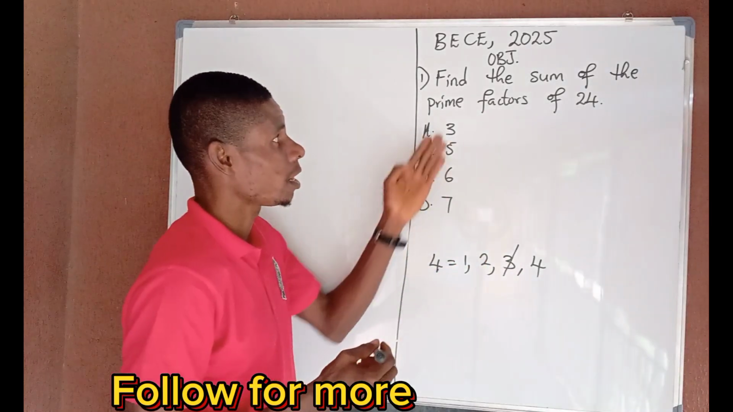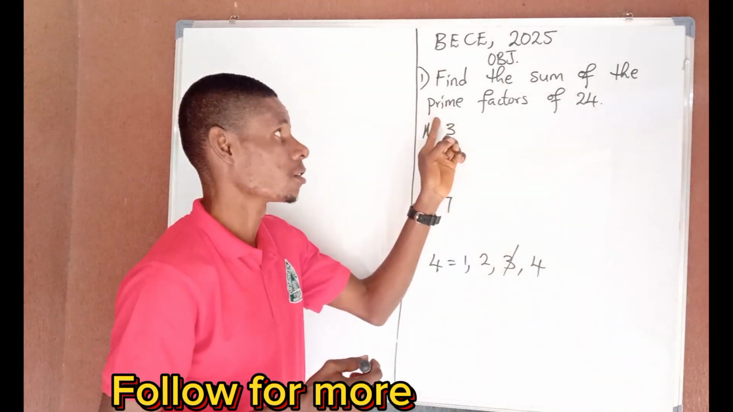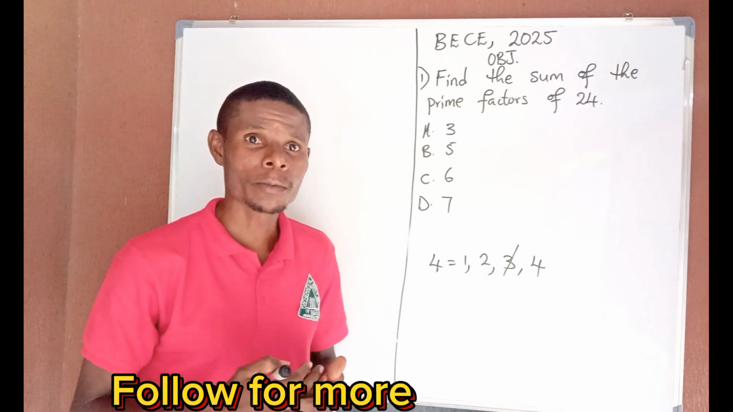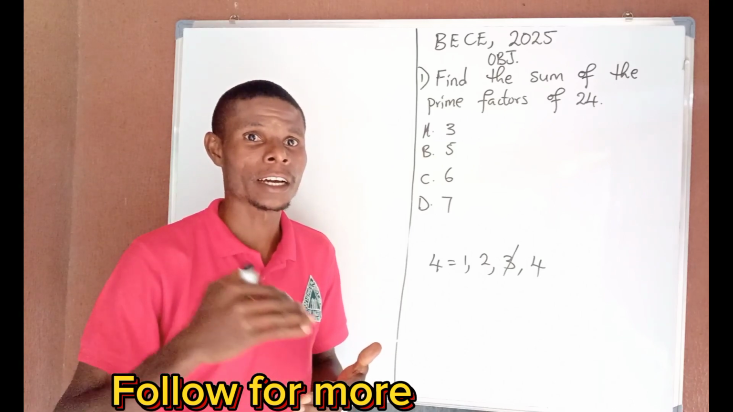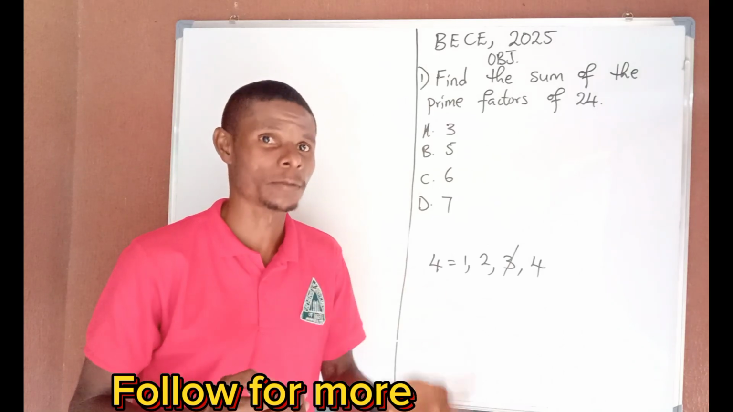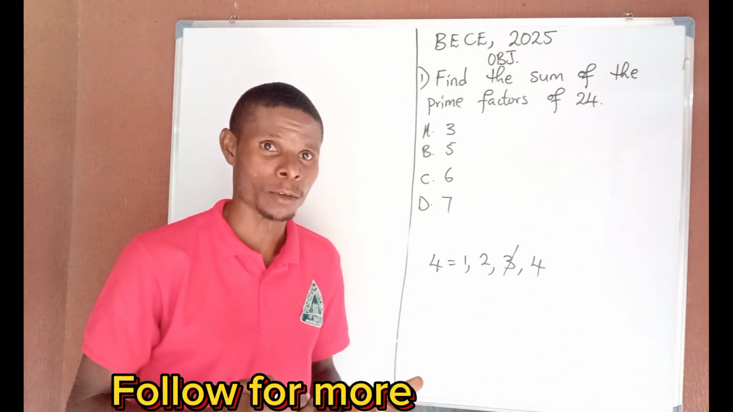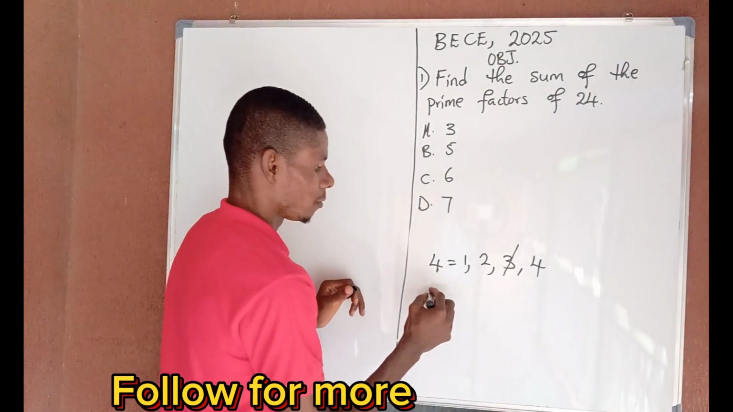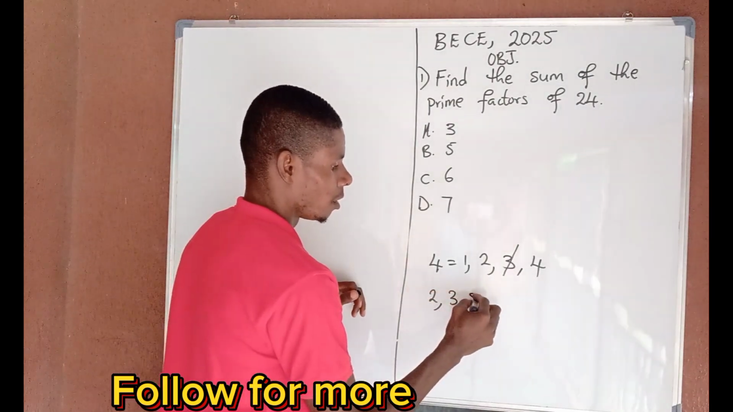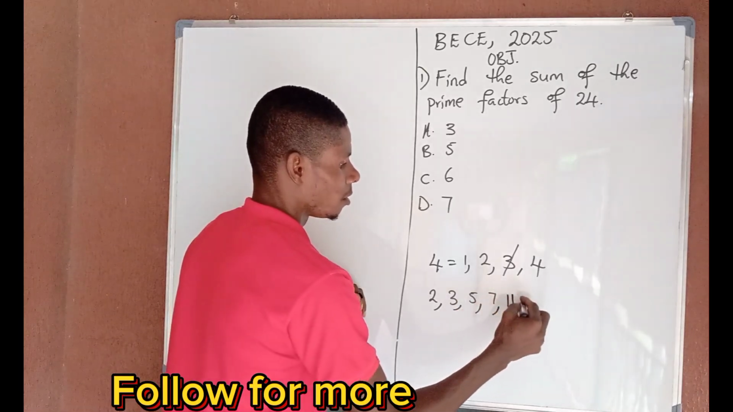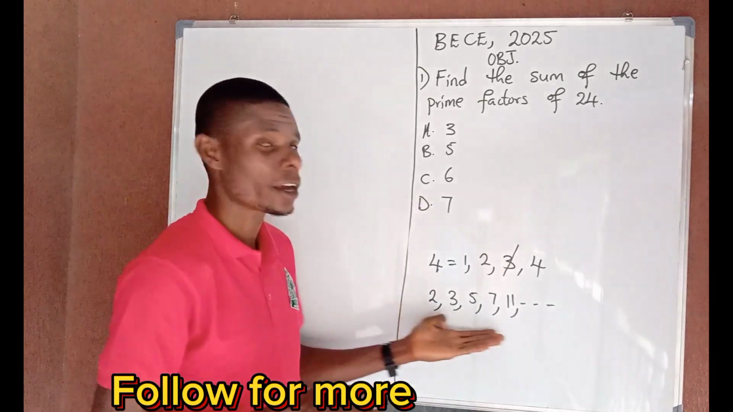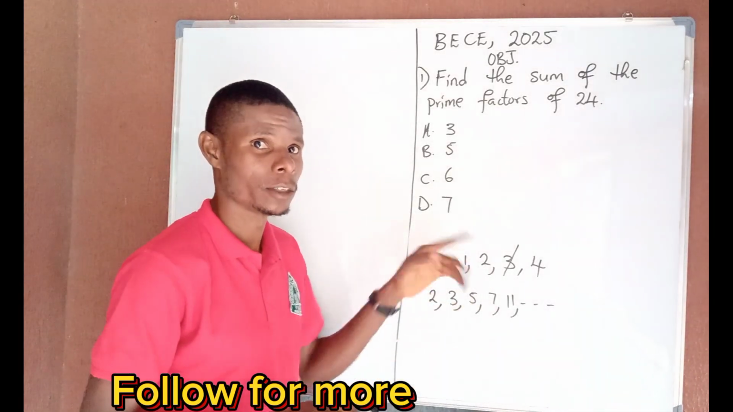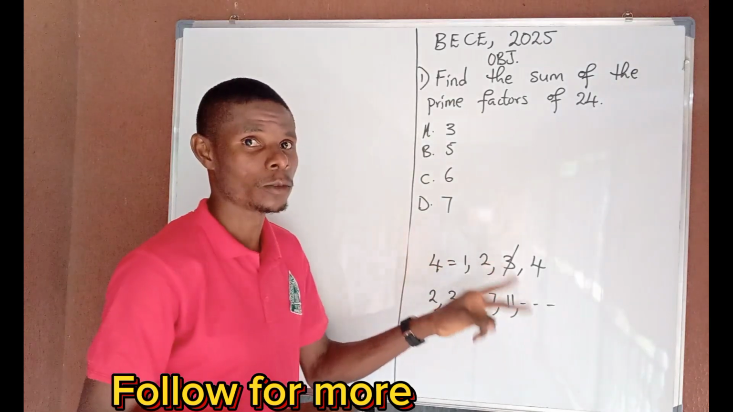Then we ask ourselves, what is a prime number, before we talk of prime factors? Prime numbers, in layman's understanding, are those numbers that no other number can divide, or those numbers that have just 2 factors. For instance, we have 2, 3, 5, 7, 11, etc. So these are prime numbers. Why? Because no other number can divide them except themselves, or they have just 2 factors.